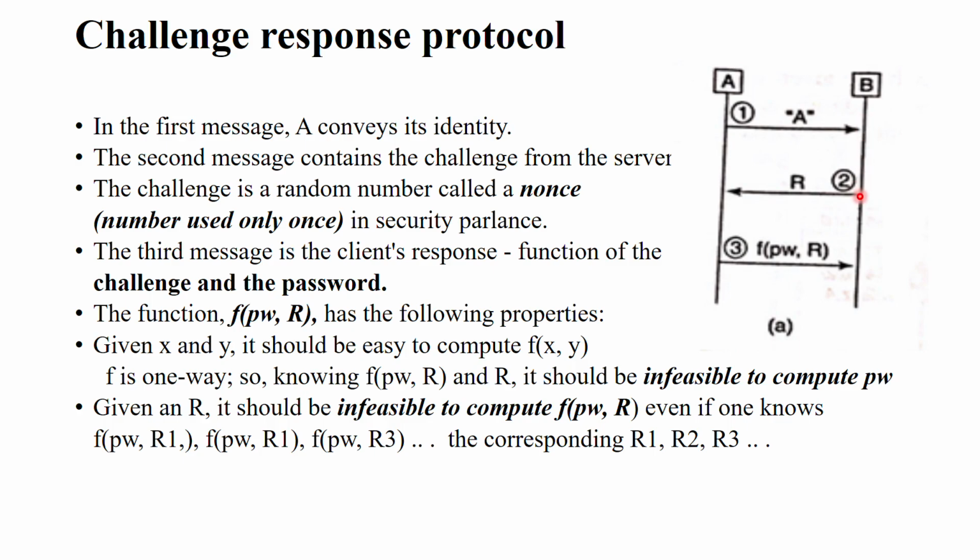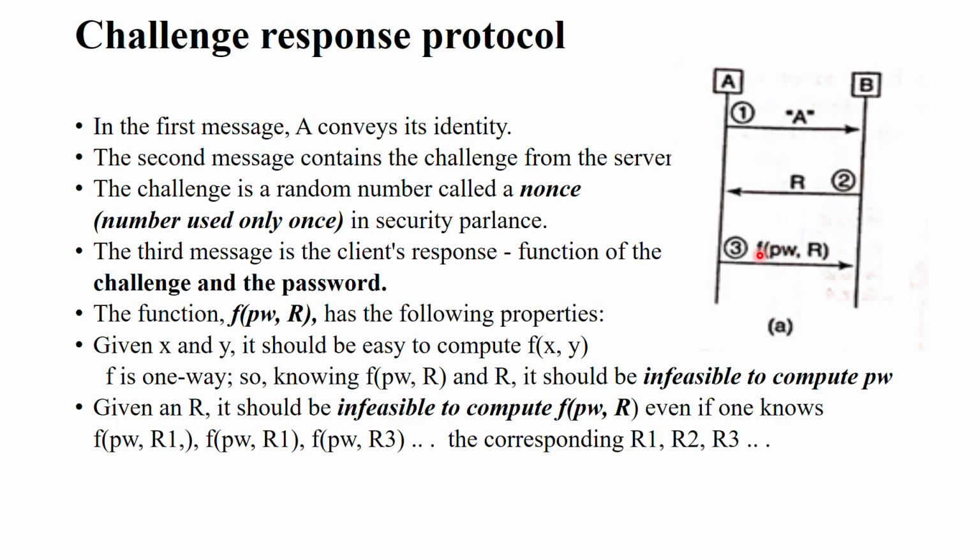Next, to check whether that A is genuine or not, B will send the challenge as a nonce. Nonce means R. R is the nonce, a randomly generated number, and once it is generated, it is not repeated. So now that nonce is sent to A. After it is received by A, A will send the password of A and also the nonce. One thing you remember, to provide security, your password must be secure.